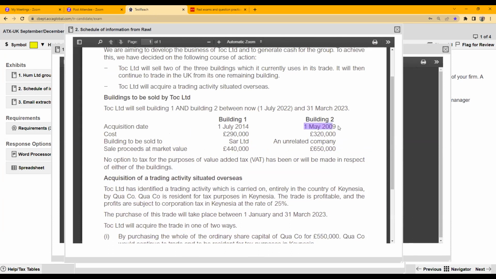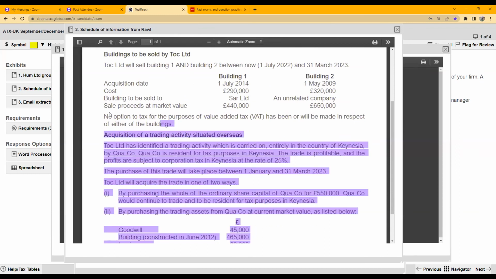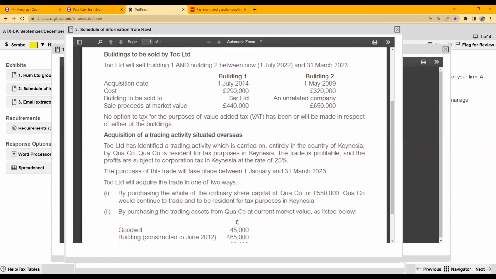Building 2, purchased on 1st May 2009, cost 320. It is being sold by Talk Limited to an unrelated company, an unconnected company, meaning outside the group, and the sale proceeds at market value is 650,000. No option to tax for the purposes of VAT has or will be made in respect of the building. If there is no option to tax, meaning the waiver option is not exercised, the building would be treated as an exempt supply for VAT purposes.